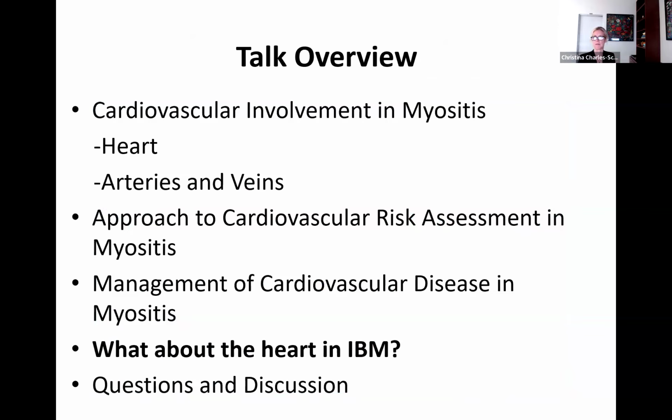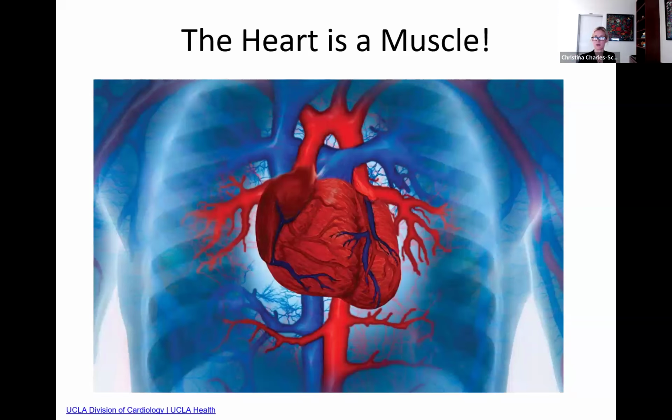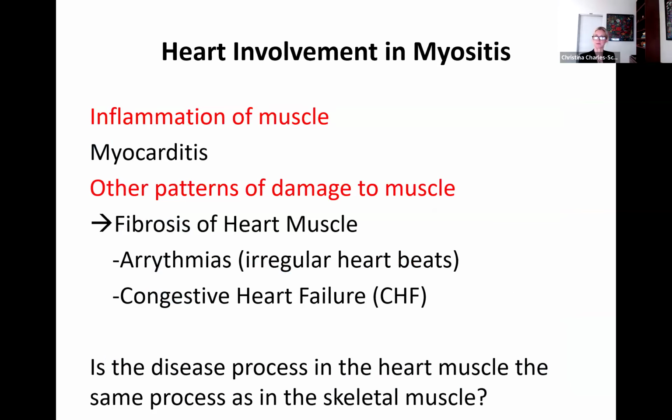Okay, so we all know the heart is a muscle, so it makes sense that you have to consider involvement of this muscle when you're thinking about myositis. And this is not just in inflammatory myositis, right? In muscular dystrophies, there are papers looking at the heart and fatty replacement of tissue in the heart muscle, as occurs in other parts in the skeletal muscle. So in myositis, what has been reported is inflammation of the muscle, termed myocarditis, and then other patterns of damage to the muscle. That is less well figured out in terms of how it gets there.